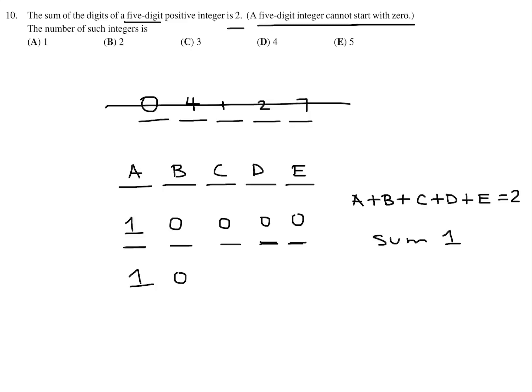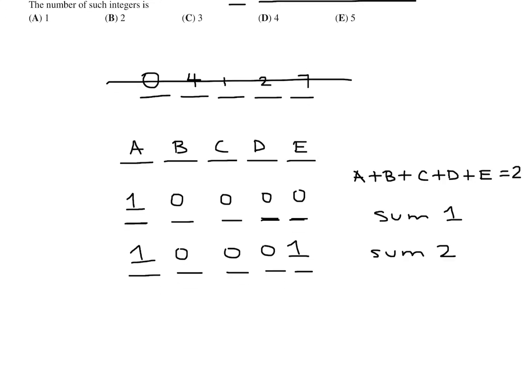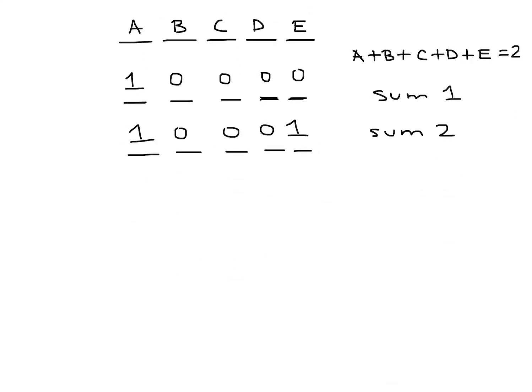I can make that. How about this number? This is a 5-digit number, and the sum of the digits is 1 plus 0 plus 0 plus 0 plus 1. Sum is indeed equal to 2. So that definitely is one of our numbers. They want us to find how many of these types of numbers there are, where the sum of the digits is 2 and the number is a 5-digit number.